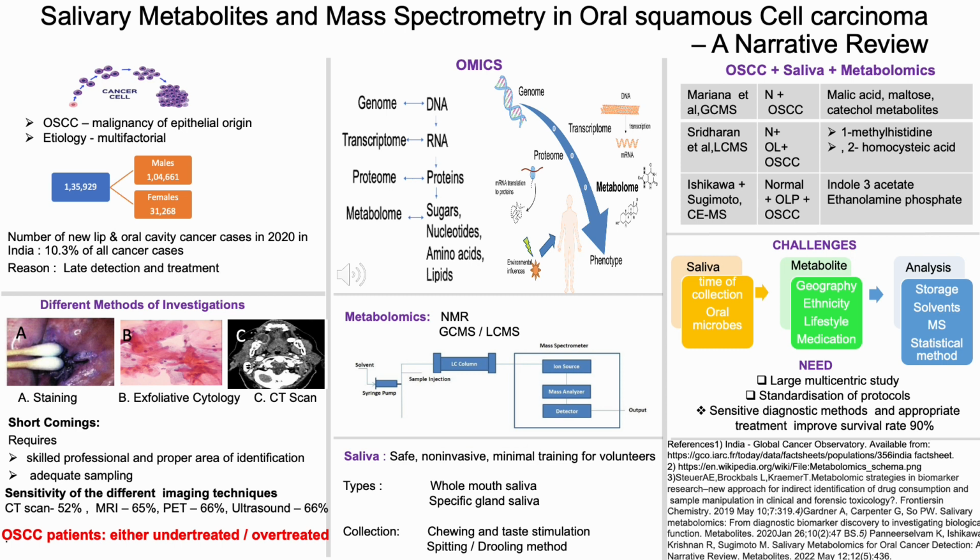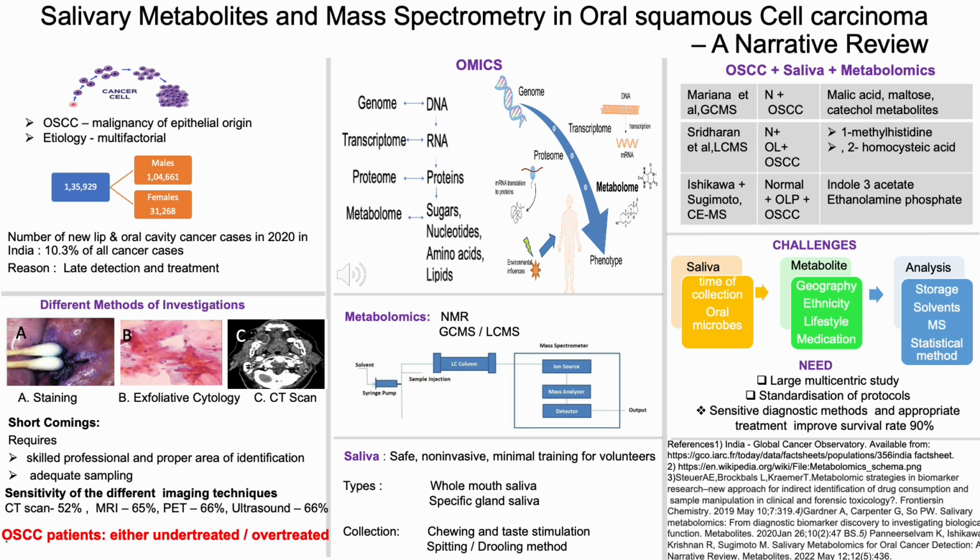Studies by Ishikawa et al. and Sugimoto et al. also identified molecules like indole 3 acetate and ethanolamine phosphate that can be used to differentiate lichen planus and oral squamous cell carcinoma from normal patients. In spite of all the research work being carried out, we still have challenges to be met. In the case of saliva, the time of collection, the type of collection, and oral microbes all play a very important role. Regarding the time of collection, it is important because 15% of the metabolites seen in saliva are supposed to exhibit a circadian rhythm. So we should be very particular about the time of collection.